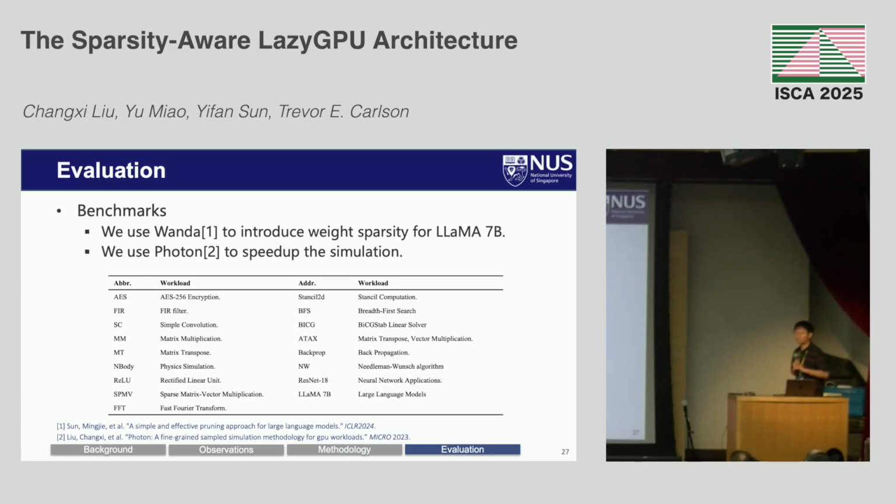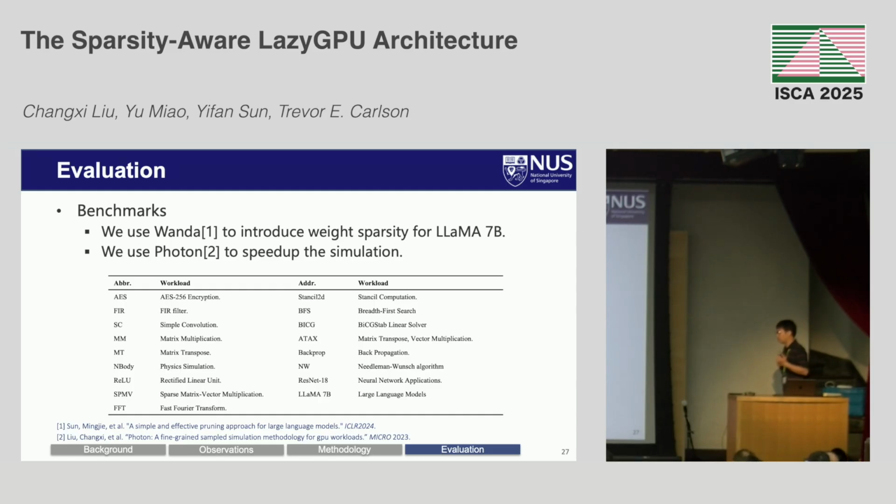As we all know, large language models don't use ReLU, which means that naturally there isn't any 0, but we want to evaluate some 0. So we use one paper, Wanda, published in last year's ICLR, which introduces some weight sparsity to evaluate our methodology.